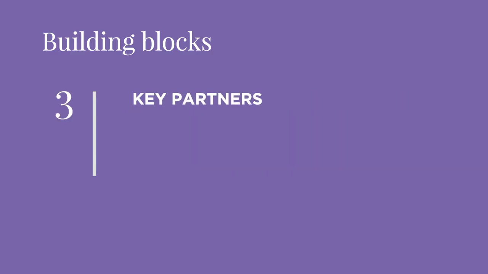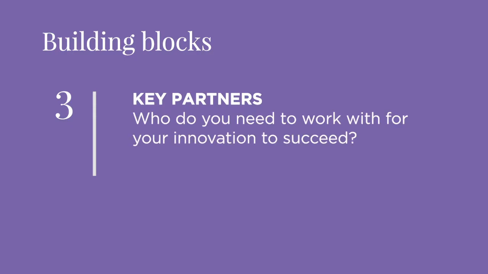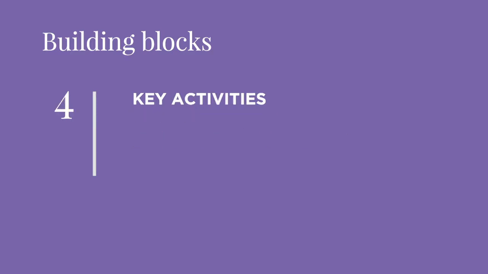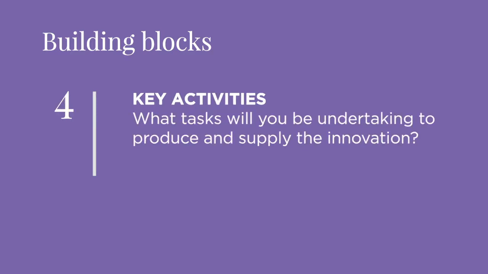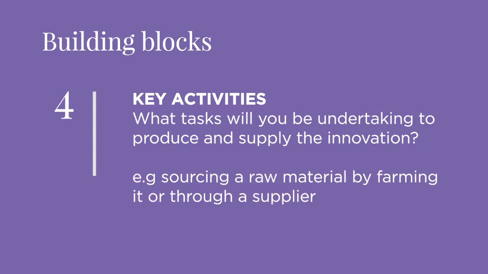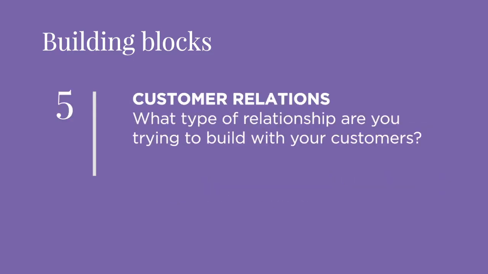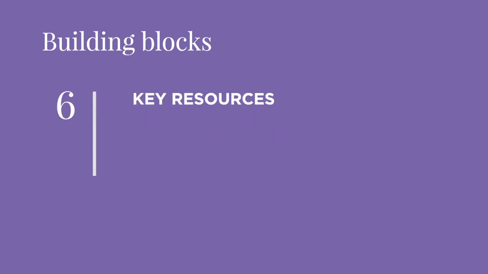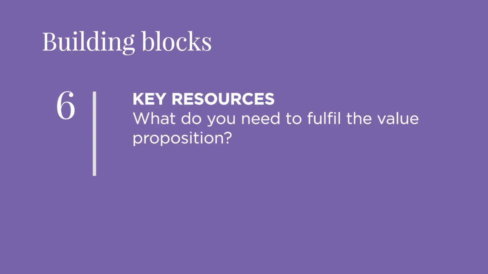Key partners. No one can successfully work alone. So, who do you need to work with for your innovation to succeed? Key activities. What tasks will you be undertaking to produce and supply the innovation? For example, sourcing raw material either by farming it or sourcing suppliers. Customer relations. What type of relationship are you trying to build with your customers? Key resources. What do you need to fulfill the value proposition?